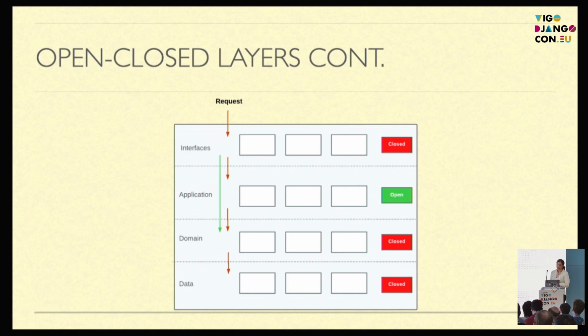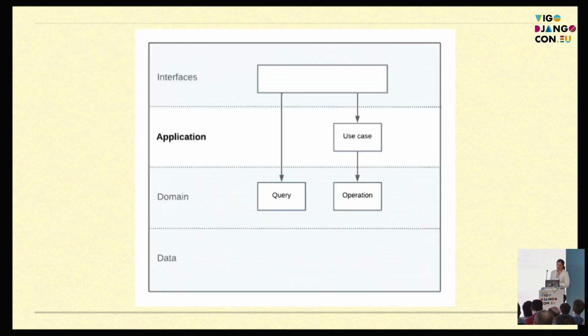In our case, the application layer is an open layer. I mentioned that interfaces may only act through use cases in the application layer. And interface code can also call directly into the domain layer, skipping the application layer, for view-only requests. And this, at the application layer level, is our open layer contract within closed layers.